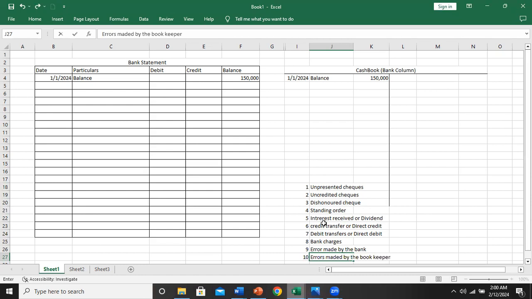The bookkeeper is the one who is preparing the cash book for the business. I want to believe I've exhausted the list, so if not, let me check my notes. Okay, unpresented, uncredited, dishonored, standing order, direct debit, income received, bank charges. Yeah, so 10. My dear ladies and gentlemen, these are the 10 main causes of the difference. So we pick them one by one and explain, but for the sake of some of my students, I'd want to go over again if you don't mind.